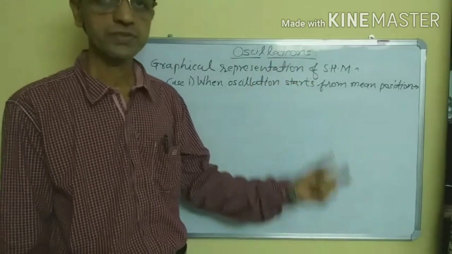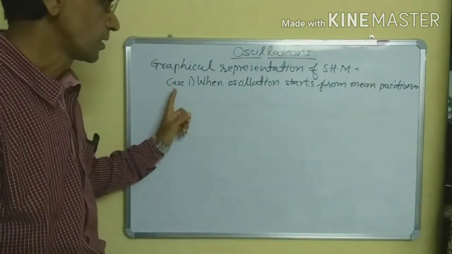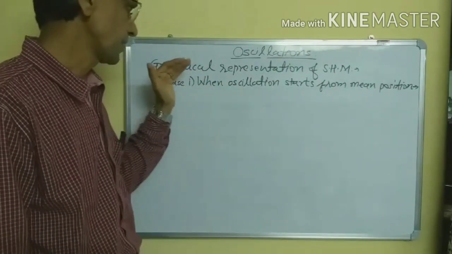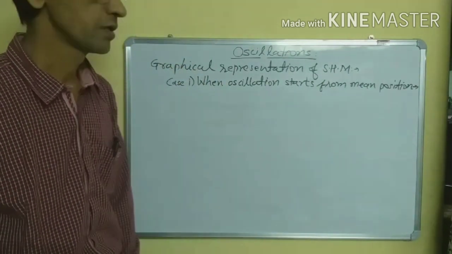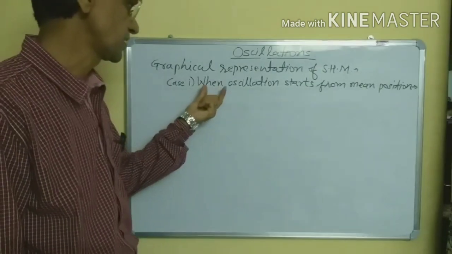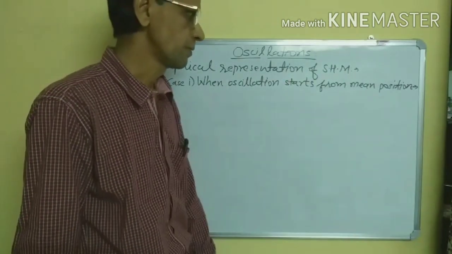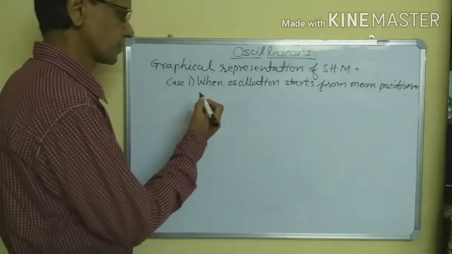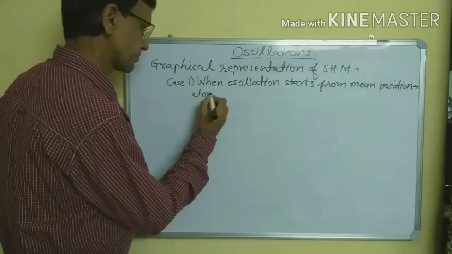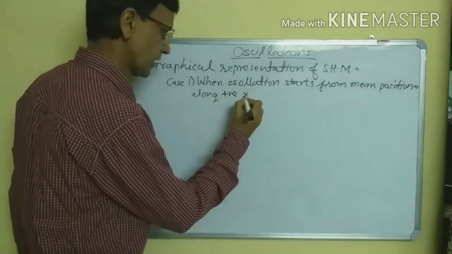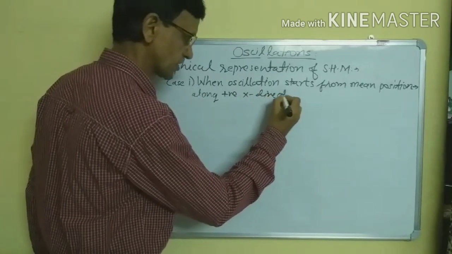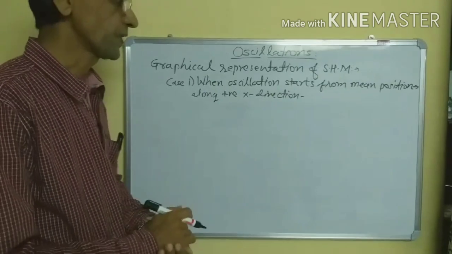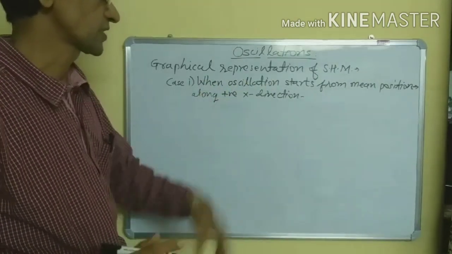Graphical representation of simple harmonic motion. There are two cases of oscillations, and graphical representation can be obtained for two cases. The first case is when oscillation starts from mean position along the positive x direction. So we have to represent graphically when oscillation starts from mean position.